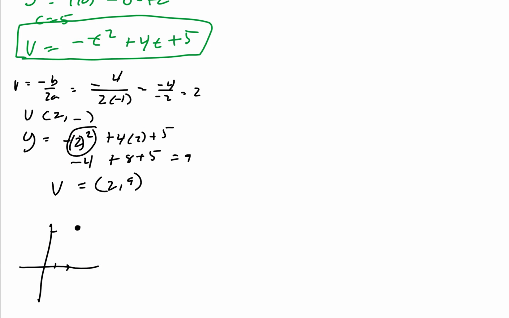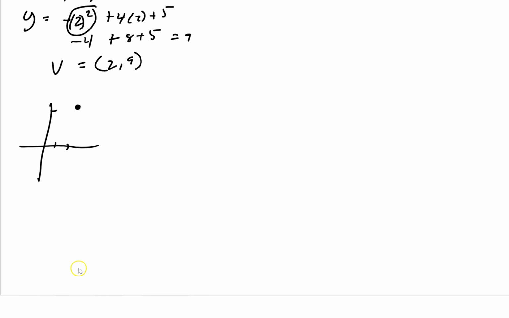But my suspicion is that they want us to figure out the x-intercepts because we're going to need them later. So let me do that real quick. If I wanted to find the x-intercepts, I think we're going to need this in a second. Remember, you set y equal to 0. So it would have been 0 equals negative t squared plus 4t plus 5.